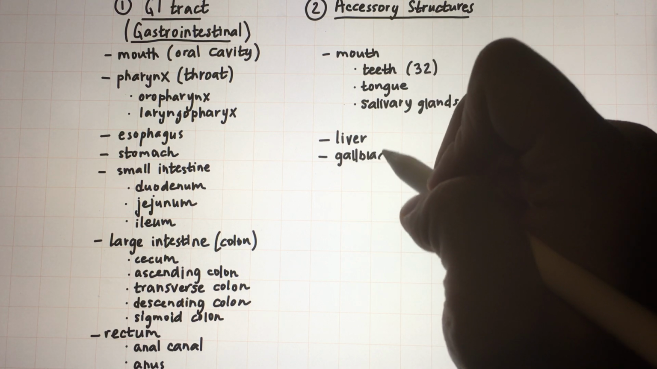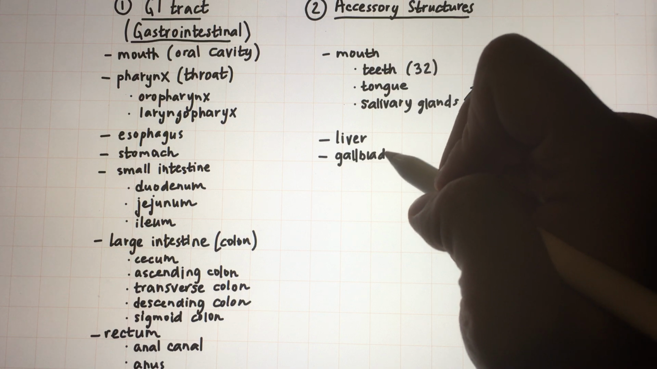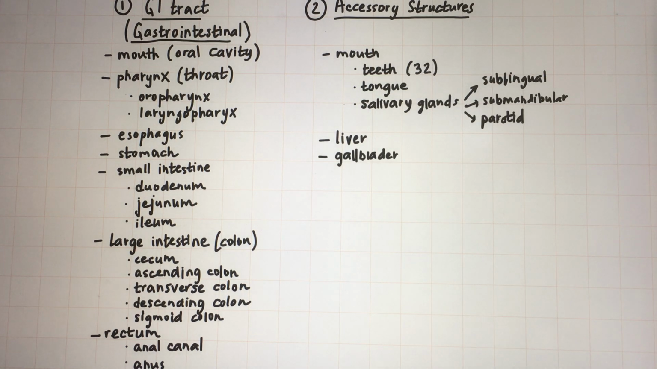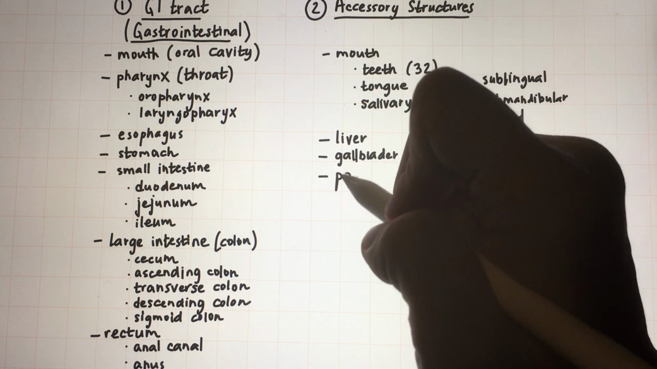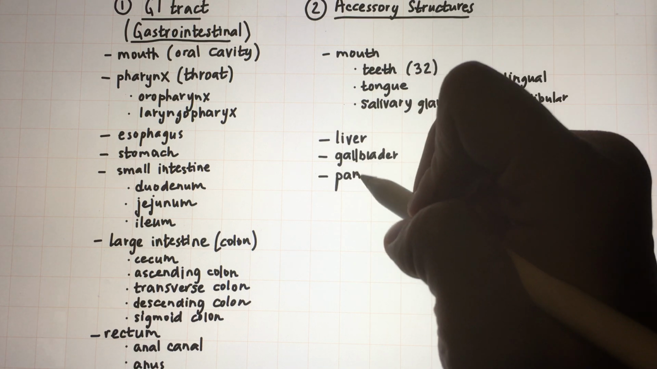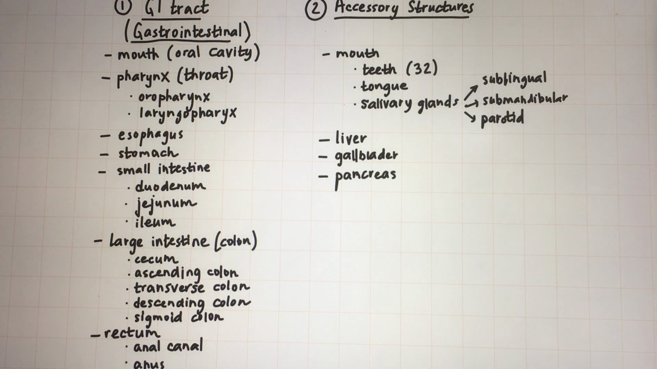This is where the secretions of the liver are stored before they're secreted into the small intestine, the duodenum. And the last organ is the pancreas. The pancreas is a digestive gland that produces digestive enzymes and secretes them into the duodenum.